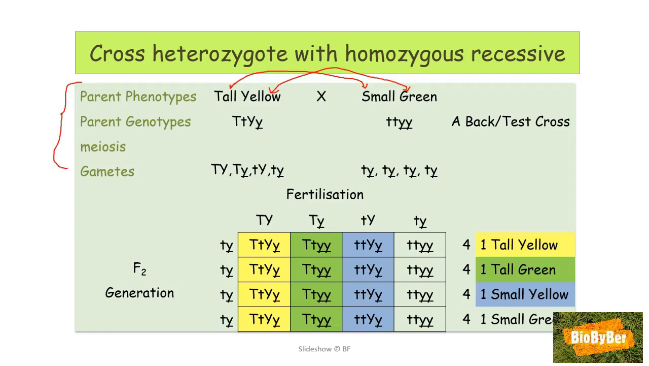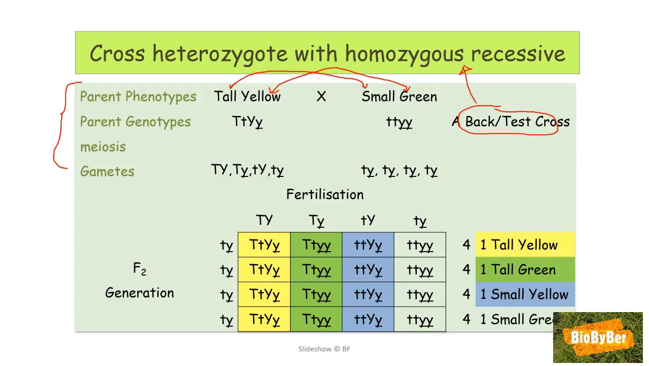I have seen these key words worth 1% or 3 marks of the exam. Make sure also that you make your capital letters and your small letters look completely different from each other. Now, if we take our tall, yellow, heterozygous parent, the genotype will be big T, small t, big Y, small y. Crossing with the homozygous recessive parent, the genotype of which is small t, small t, small y, small y. In the past, in my day, this would have been called a back cross or a test cross. Nowadays, it's called crossing a heterozygous organism with a homozygous recessive, as we can see above.